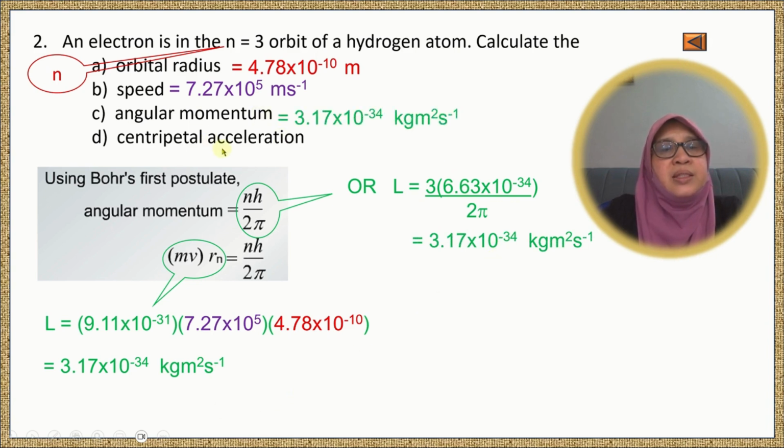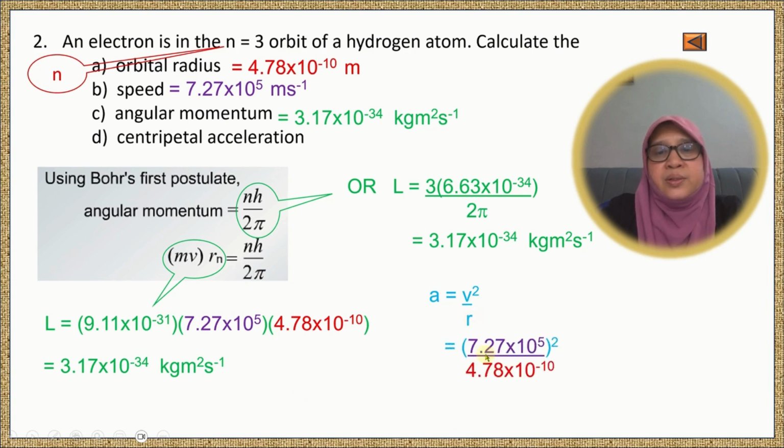Next, centripetal acceleration. For centripetal acceleration, we can use a equals v squared over r. So we substitute the speed in B, squared, and then divide by the radius calculated in A. The answer is 1.11 times 10 to the power of 21 meter per second squared. So that's the answer for 2D.